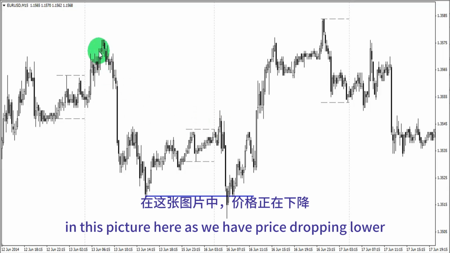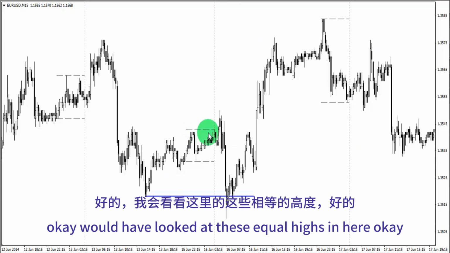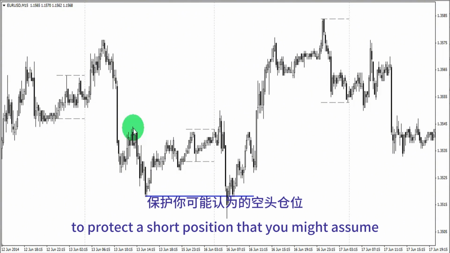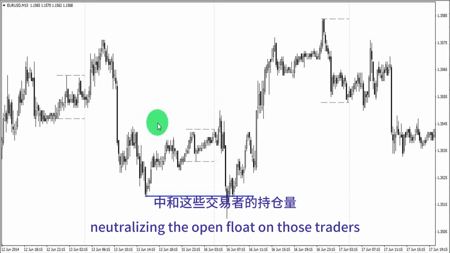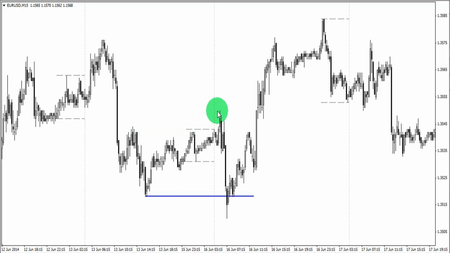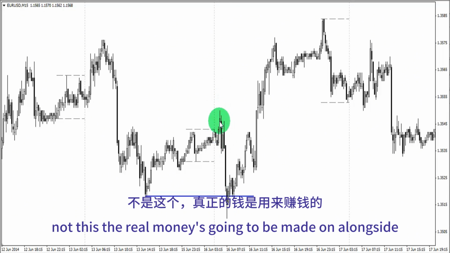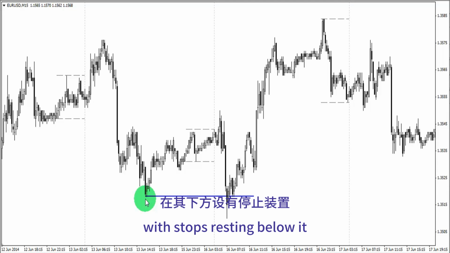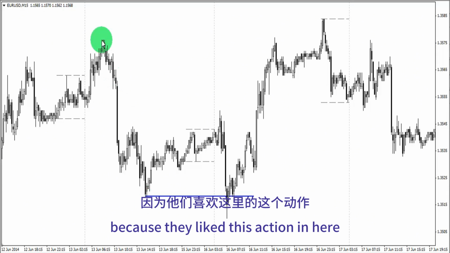In this picture, as price drops lower, the participants that want to get involved going short would have looked at these equal highs in here, thinking it's a good place to place their buy stop to protect a short position. Price is driven higher, neutralizing the open float on those traders, then driven lower to get excitement. Why? Because the real money's going to be made on the long side, not this. Taking out this low here, with stops resting below it. What kind of stops? Sell stops. Because breakout artists are going to look for this to continue lower because they liked this action in here.